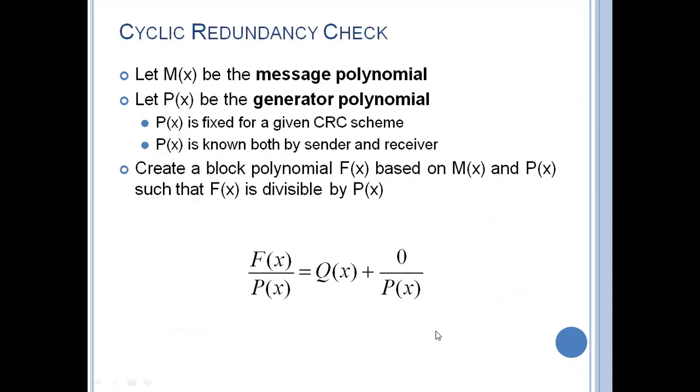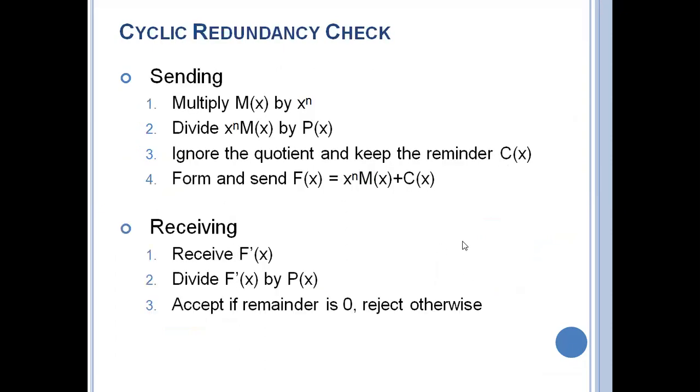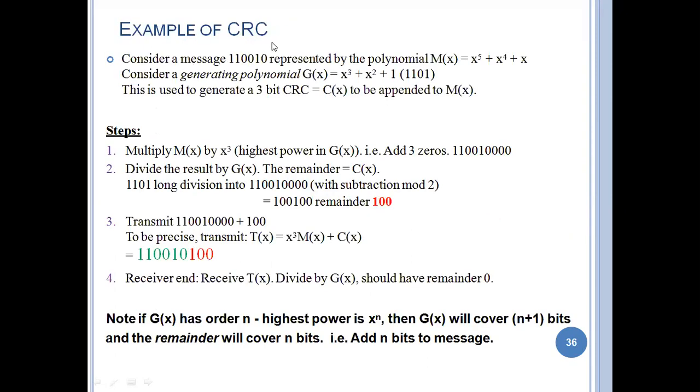In cyclic redundancy check, let m of x be a message polynomial and let p of x be a generator polynomial, which is fixed for a given cyclic redundancy check scheme. So p of x is known to both sender and receiver, and it creates a block polynomial f of x based on m of x and p of x, such that f of x is divisible by p of x. That is, f of x by p of x equals q of x plus 0. This is the polynomial equation we use for cyclic redundancy check. This is the sending side, and this is the receiving side equation. So here is an example of cyclic redundancy check.